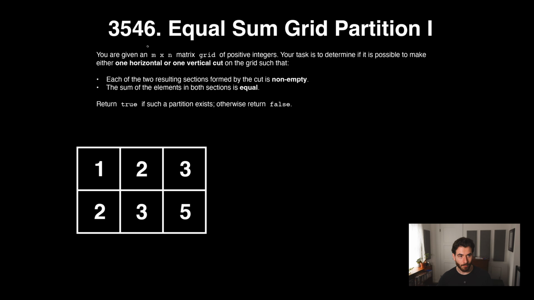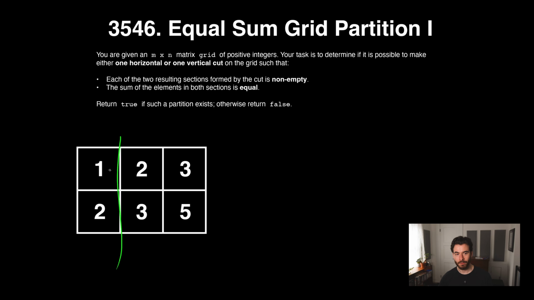What's going on, guys? So today we're going to be solving LeetCode problem 3546, equal sum grid partition 1. In this problem, we're given a grid of positive integers, and we want to see if it's possible to make a cut somewhere on this grid, either vertically or horizontally, where if we were to get the sum of all the values in each section formed by that cut, those two sums would be equal to each other.